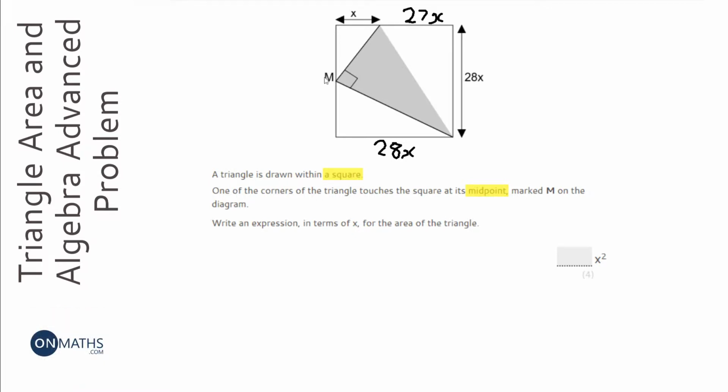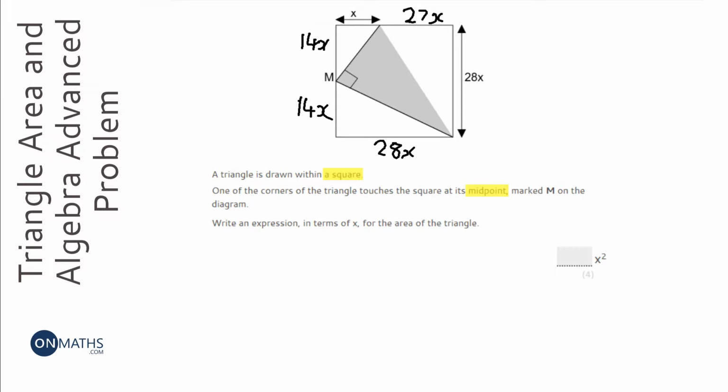Now, if this M is the midpoint, and it's 28x tall, then it's going to be 14x on top, and 14x at the bottom. Okay, I think we're done.